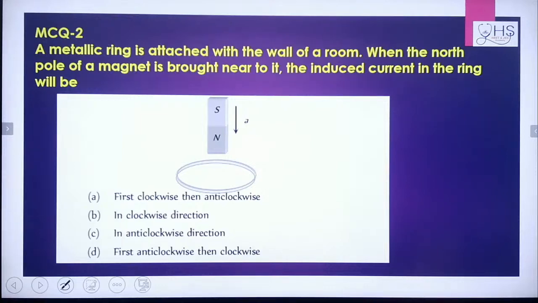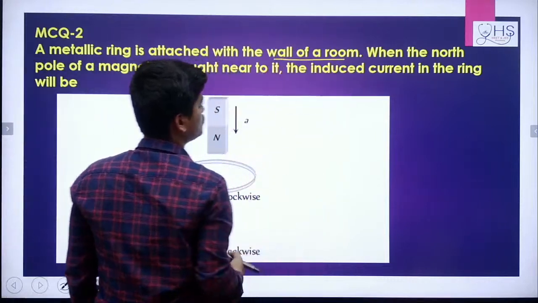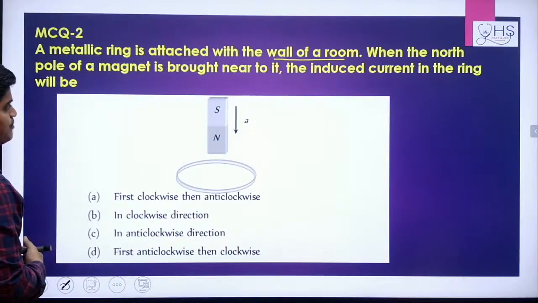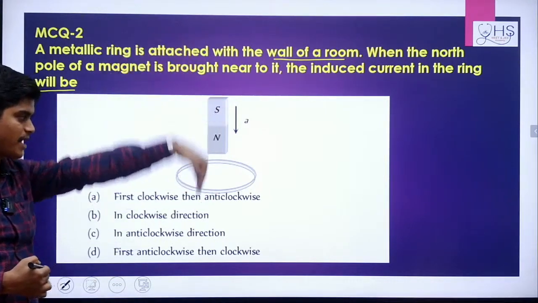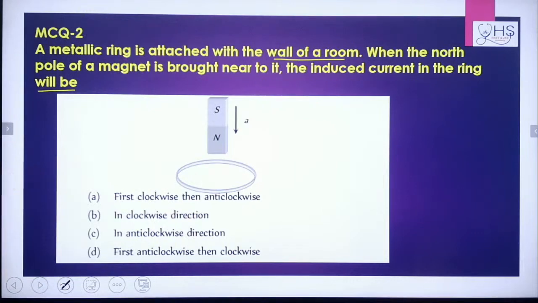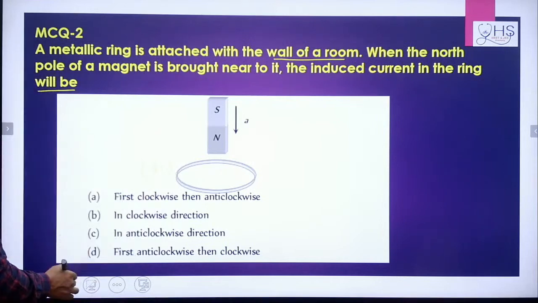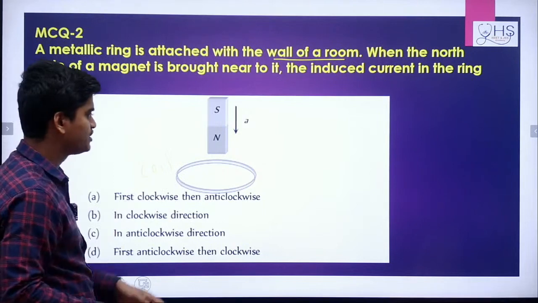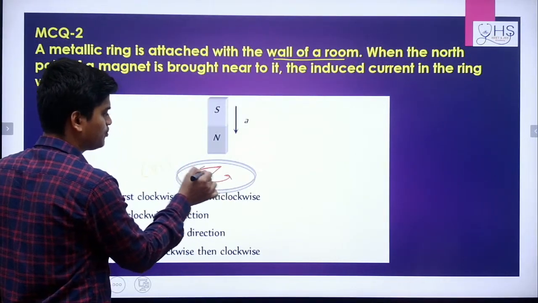MCQ 2. A metallic ring is attached to the wall of a room. When the north pole of a magnet is brought near to it, the induced current in the ring will be what? Now this is the coil, this is the magnet. The magnet is falling. Then what is the induced current in this coil? So what to do here? It is the same thing as in the previous case. You see, if a magnet is coming, this side will act like a north pole.